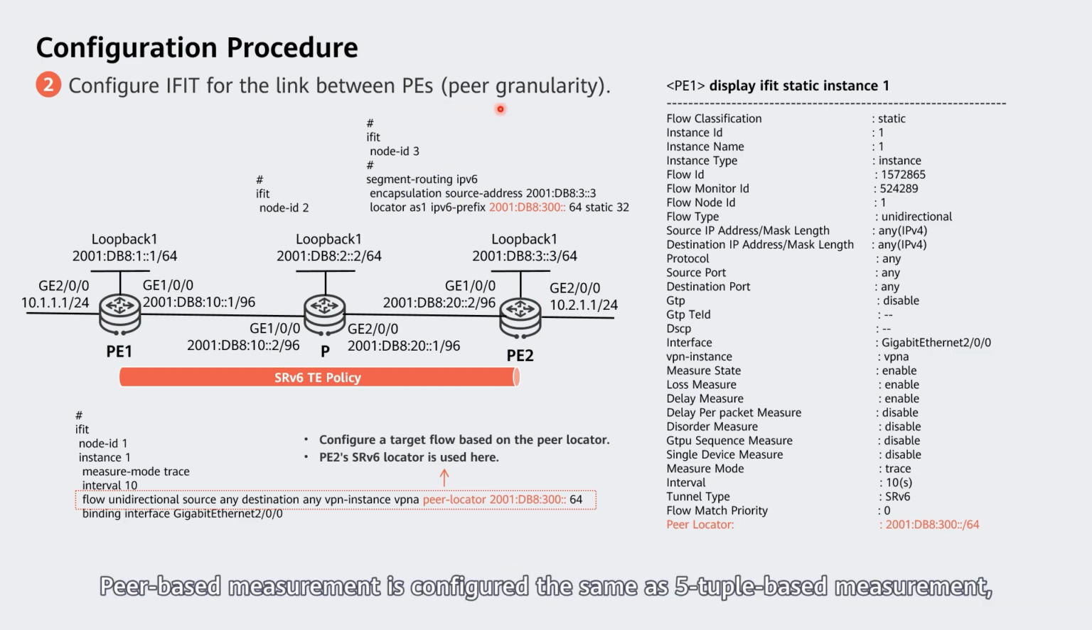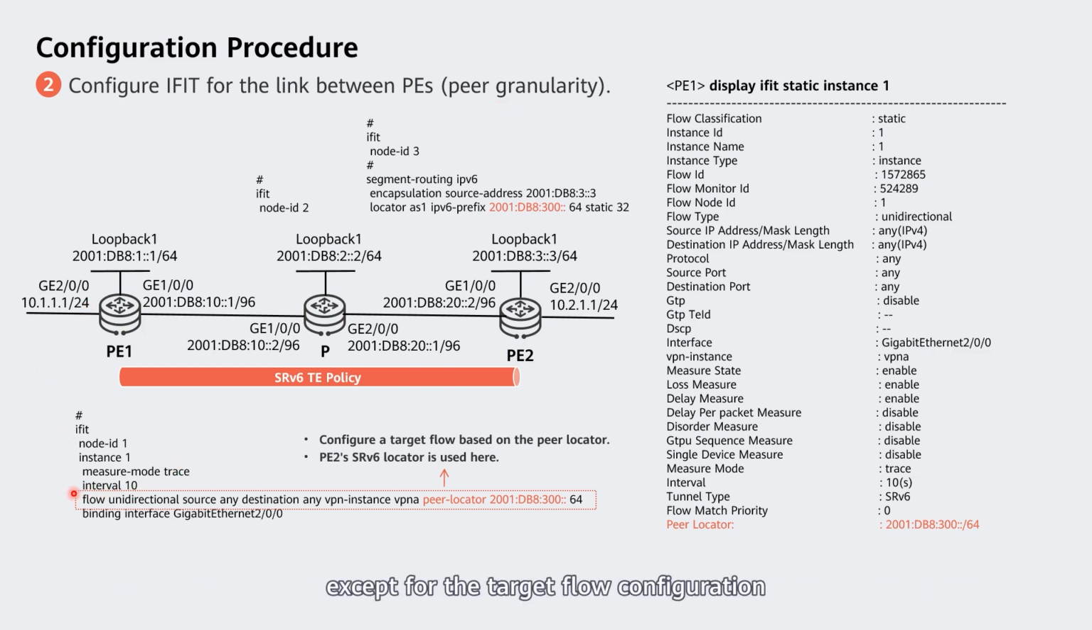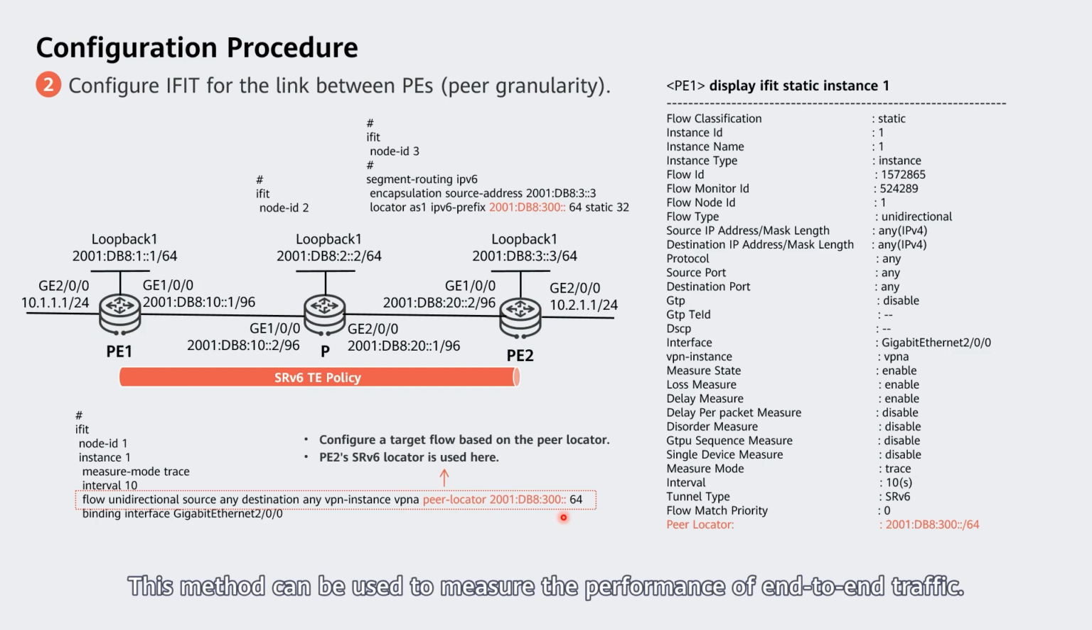Peer-based measurement is configured the same as 5-tuple-based measurement, except for the target flow configuration because they differ in how they define the target flow. Peer-based measurement defines a target flow that belongs to VPN-A by specifying the peer SRv6 locator prefix. This method can be used to measure the performance of end-to-end traffic.